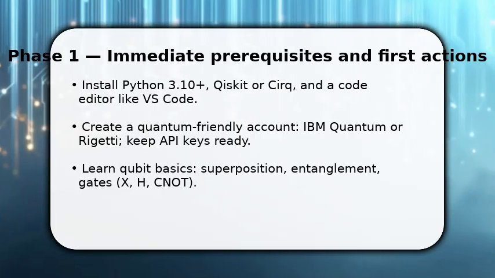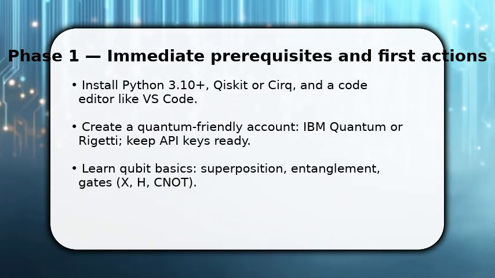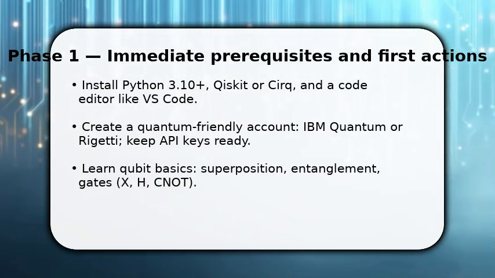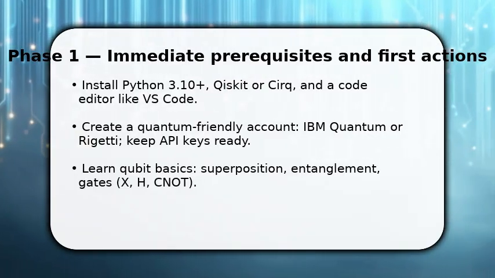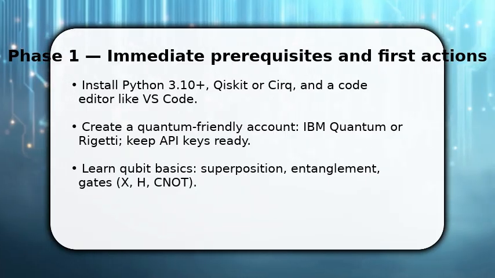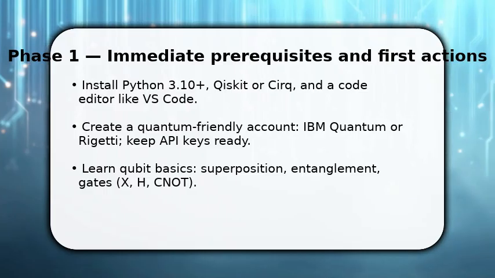You start by preparing a reproducible environment. Install Python 3.10 or later, and a quantum SDK like Qiskit or Cirq so you can run circuits locally. Once done, register for a cloud backend and copy your API key to a secure file. Make sure to load it into your code at runtime.